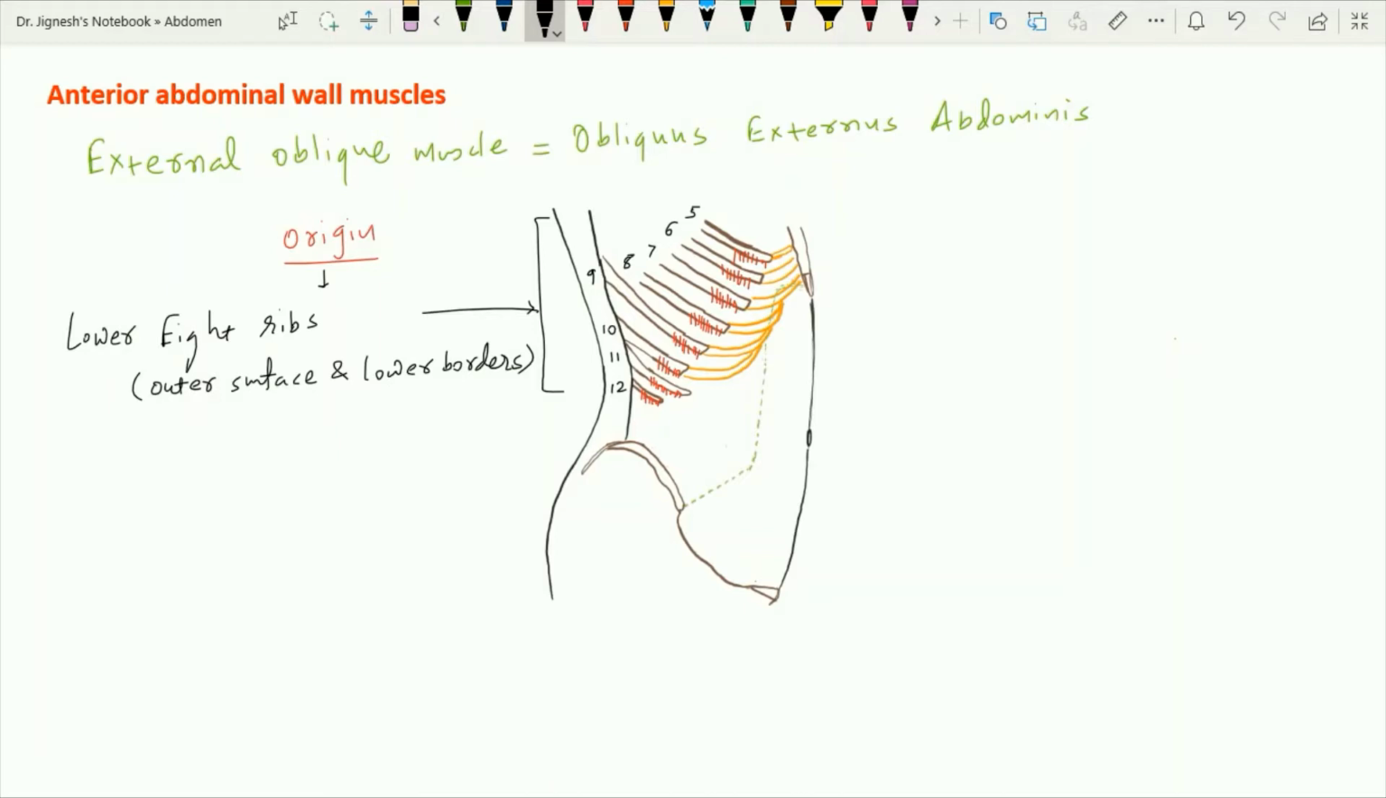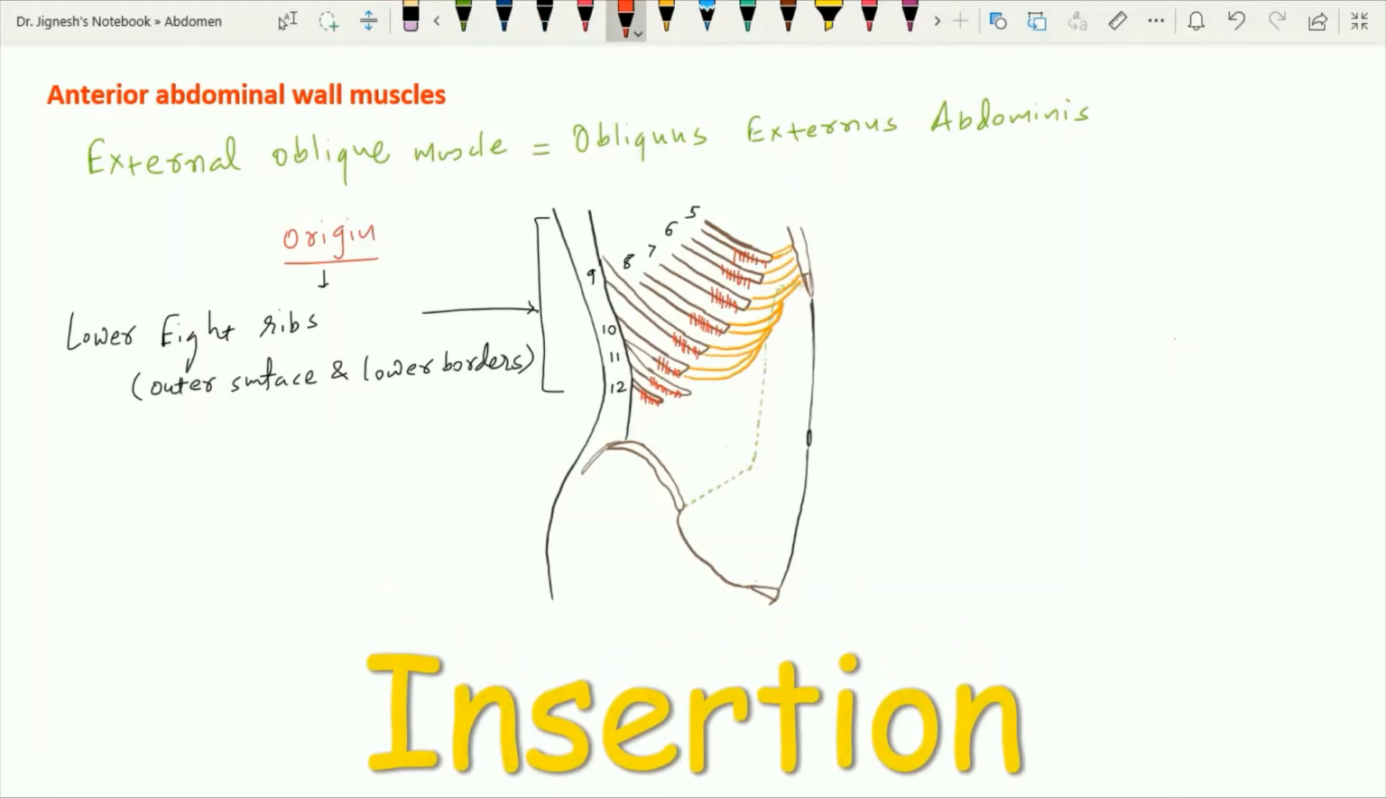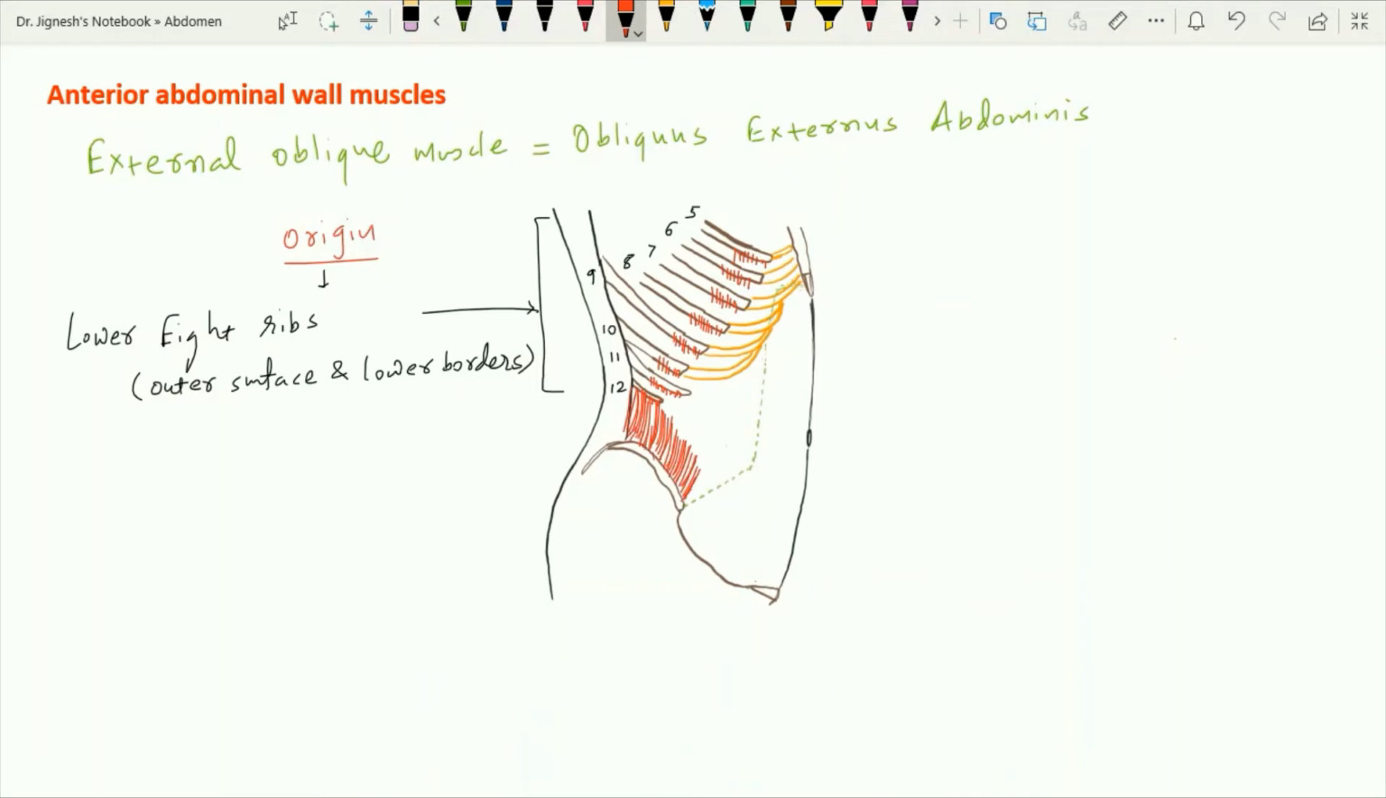After getting origin from these fleshy slips, the most posterior fibers pass almost vertically and insert over the iliac crest. Over the iliac crest, these muscle fibers insert over the anterior half of the outer lip of the ventral segment of the iliac crest.